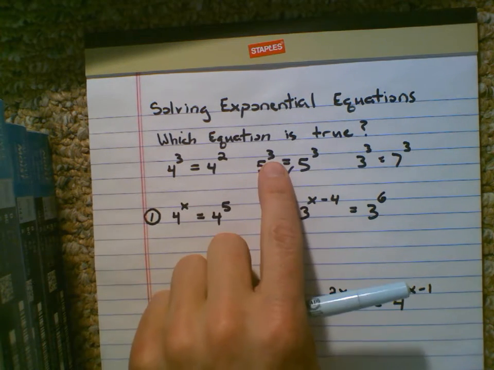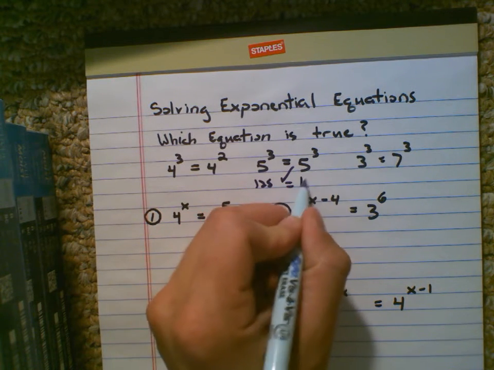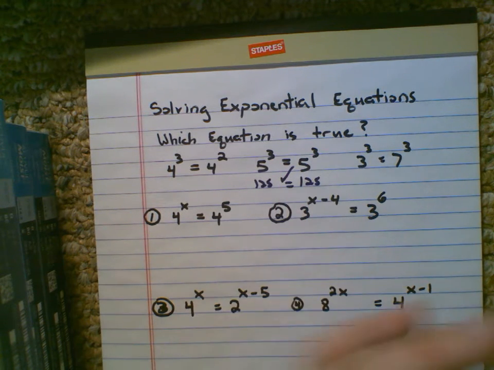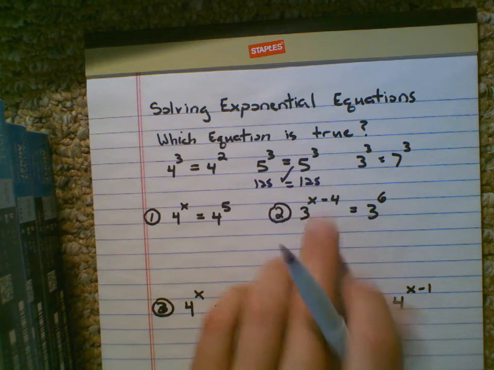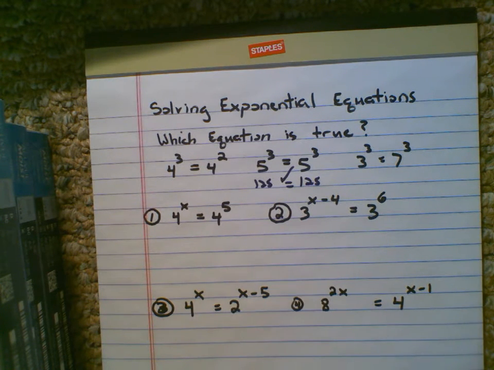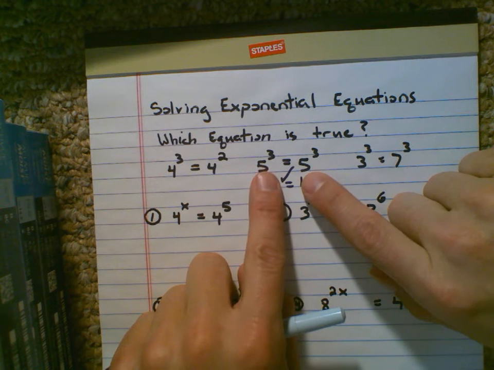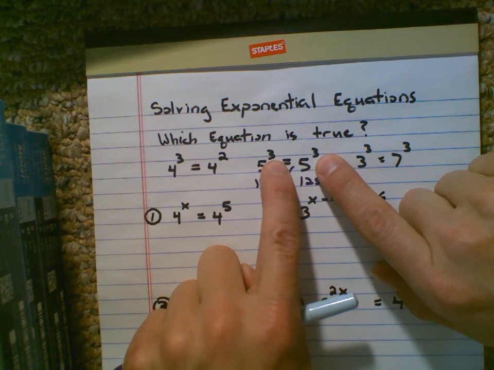5 to the third, which is 125, equals 5 to the third, which is 125. Why? Because 5 to the third is 5 to the third. They're exactly the same thing. But the reason why I'm asking this question is because I want to emphasize one particular thing that's going to be useful when we start looking at the equations. What I want you to see is that in order for these two exponential expressions to be equal, their bases have to be the same and the exponents have to be the same.